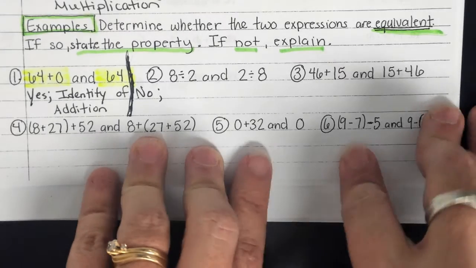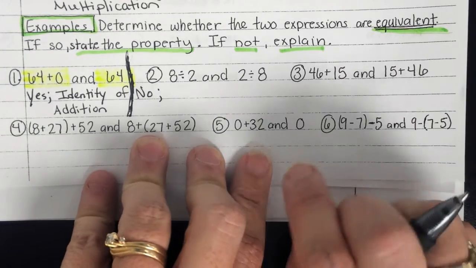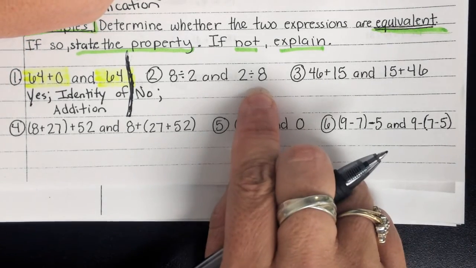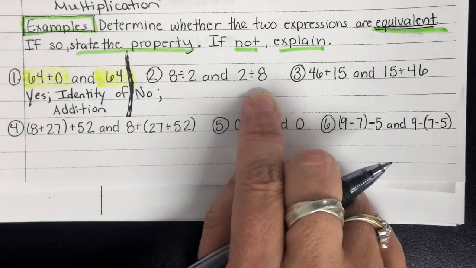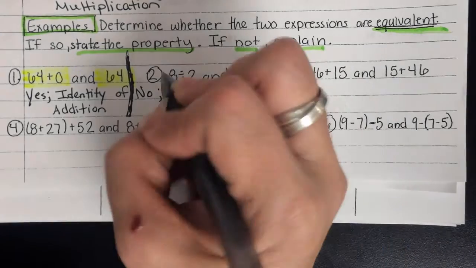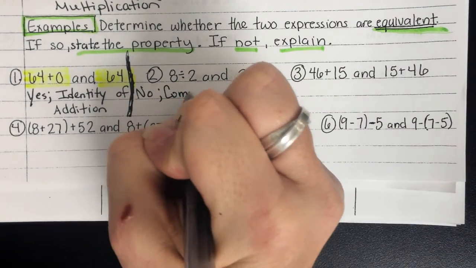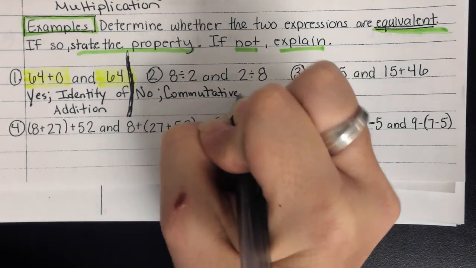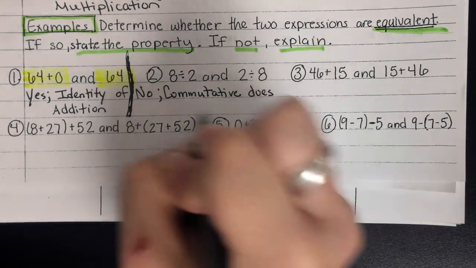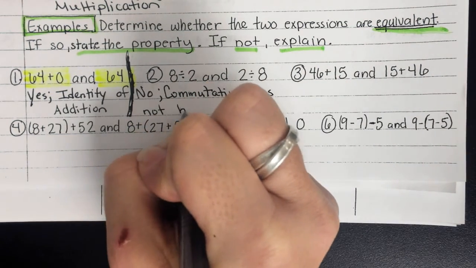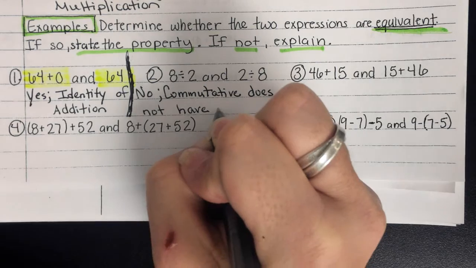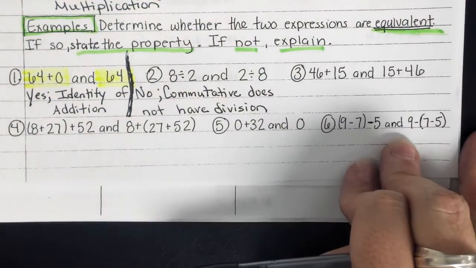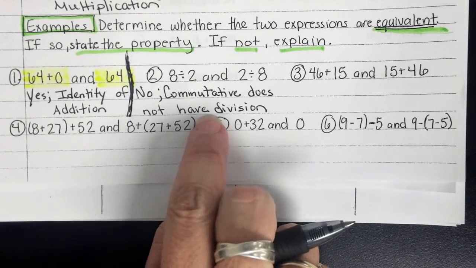Okay. Now, the next thing is figuring out which property do you think they're trying to do? Multiplication, division, identity. Okay. Well, they're not trying to do the identity one because it's not times 1. So go up. They're trying to do commutative, but commutative does not have what? Division. That's right. So you have to explain why it's wrong. So commutative does not use division.